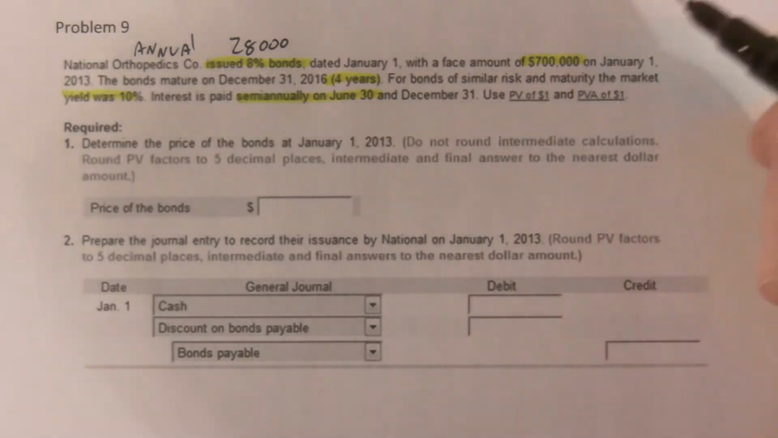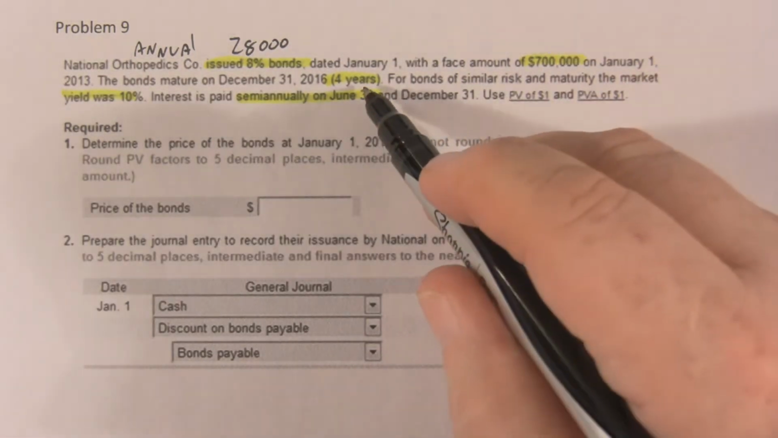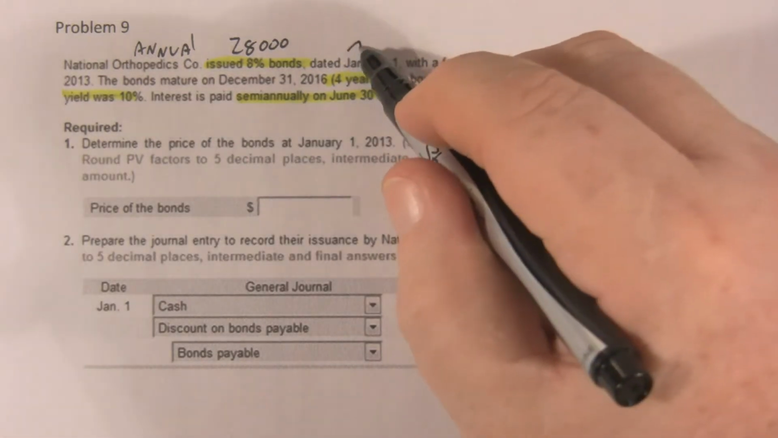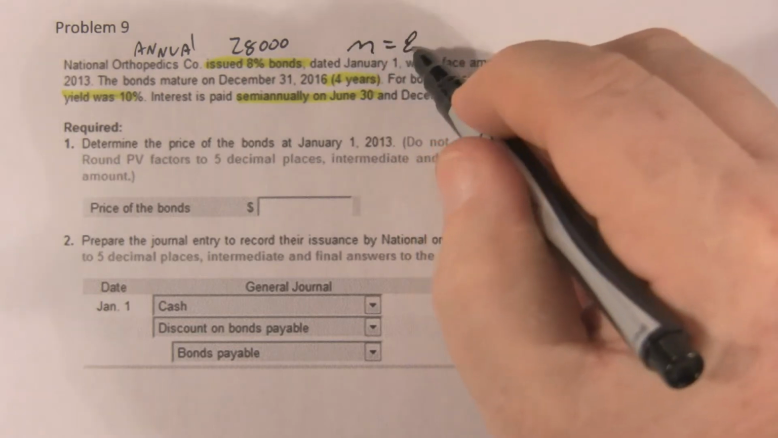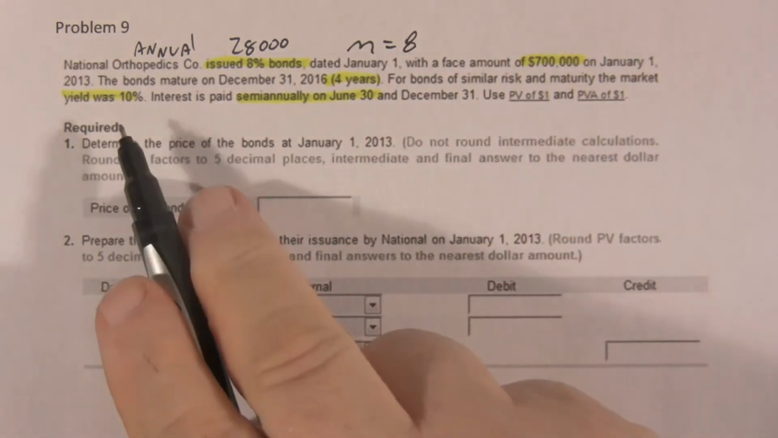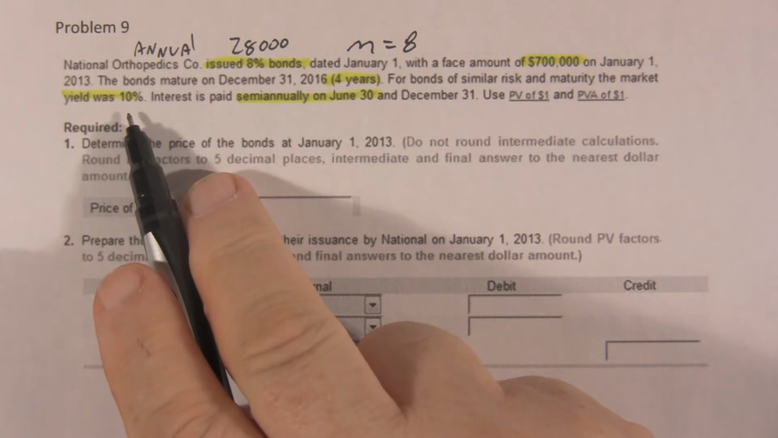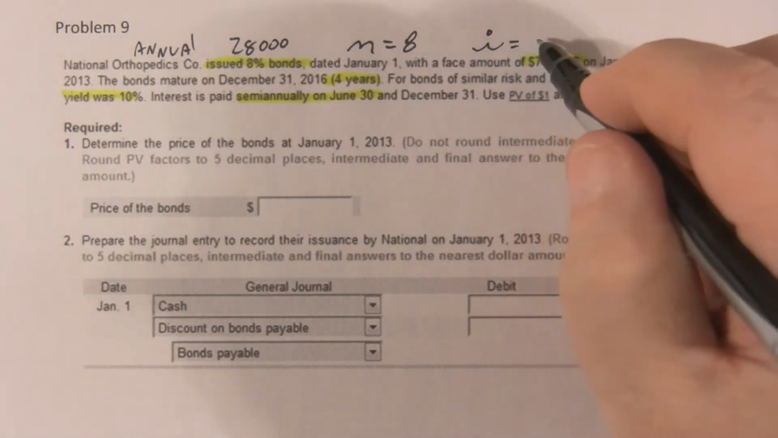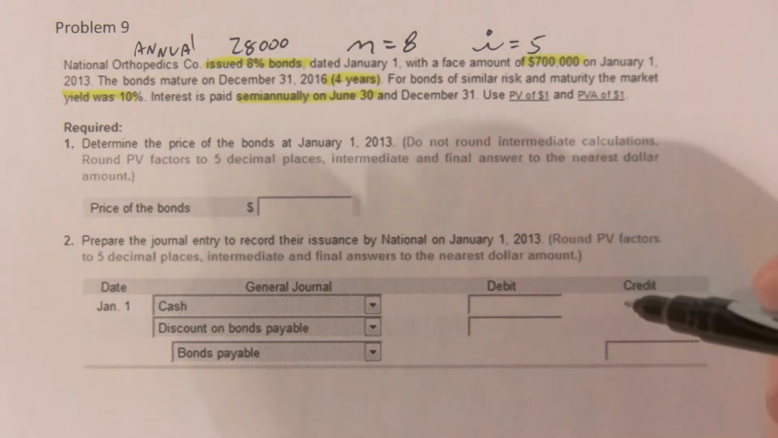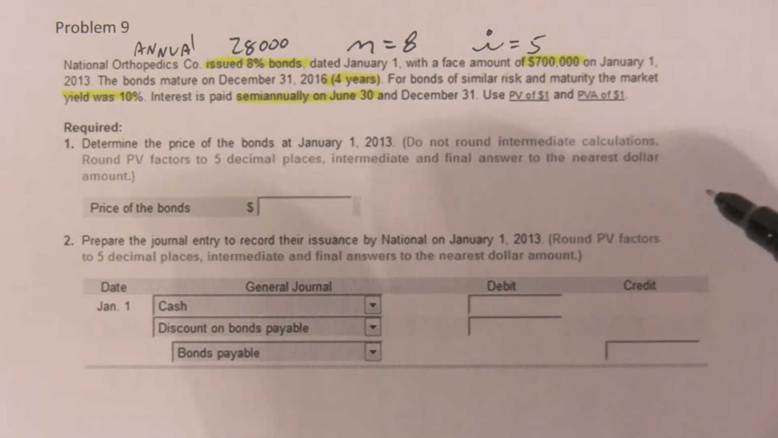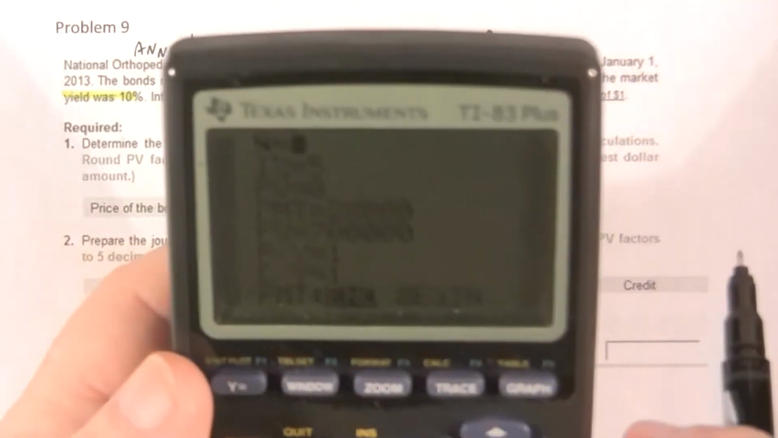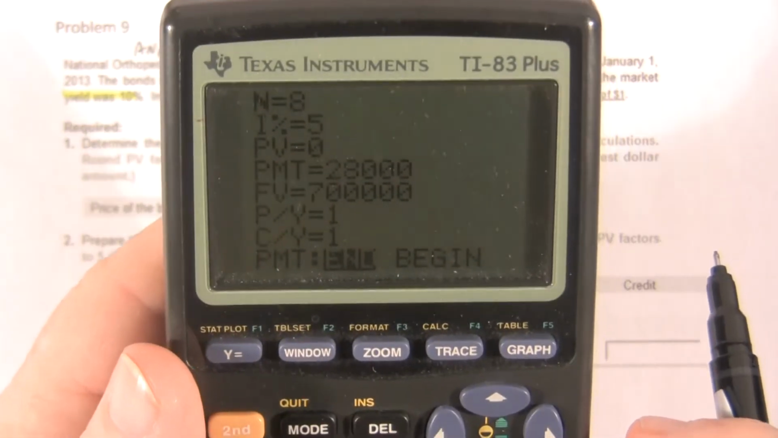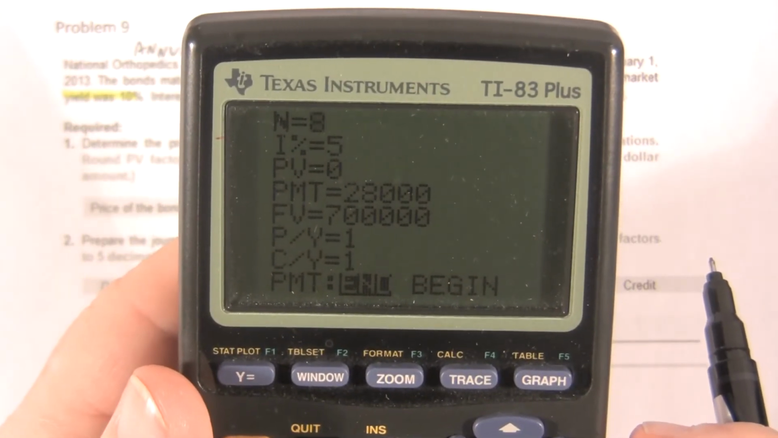Okay, so I know that piece. I know that it's 4 years, so the appropriate N is 8. And the market rate of interest is 10%, so I know that the appropriate interest rate for my computation is 5%. So I've taken those numbers and plugged them into my calculator.